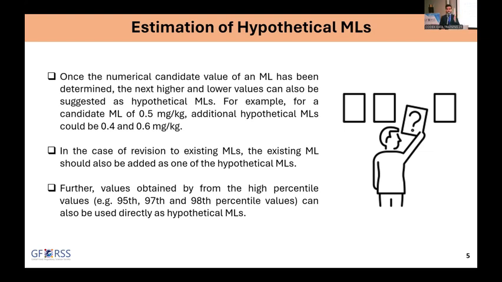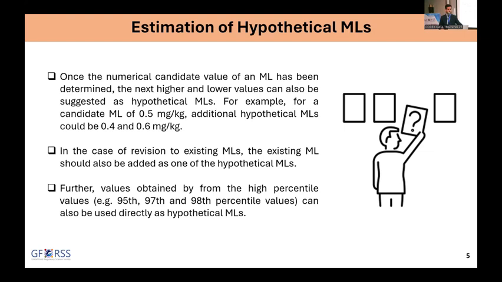So, but for now, let's agree on the fact that the 95th percentile or a value around it is the first obvious and logical candidate to set an ML. Then I need more choices to work with. So the next higher and lower values can also be suggested as hypothetical MLs. I could consider the 98th percentile and the 97th percentile as other candidates for MLs to be tested.